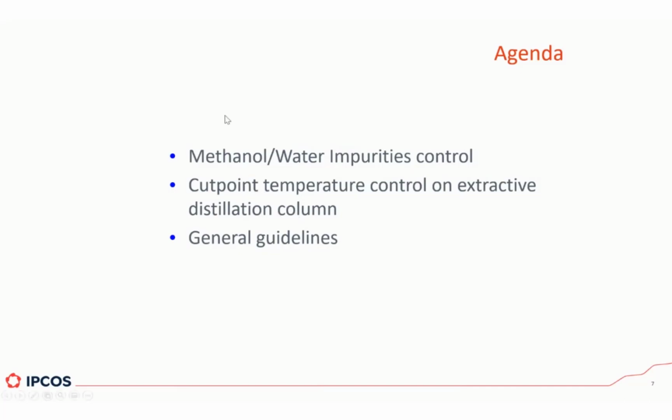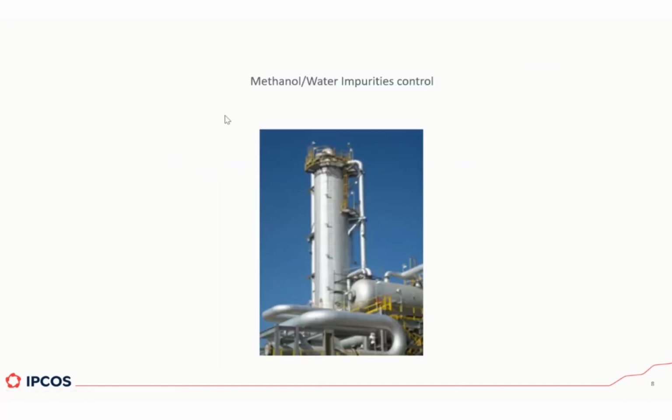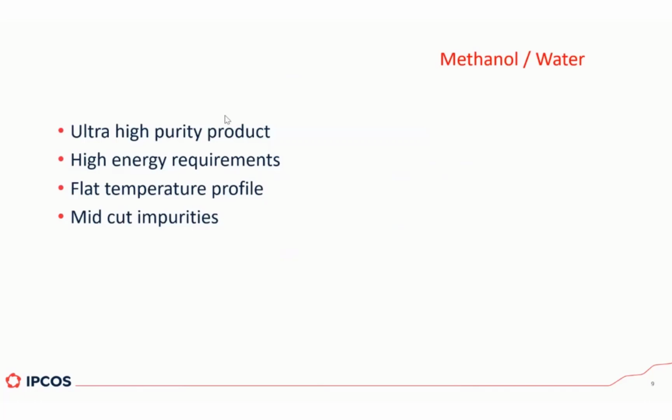Now, to continue, we will start with the methanol water impurities column. Just to give a little bit of background for the people who were not present in the previous webinar. In this particular case, this is a methanol water column for a methanol production plant. So a methanol plant means that the feed to this column is what comes from a synthesis reactor. That synthesis reactor is basically taking syngas that has been produced in a steam reformer.